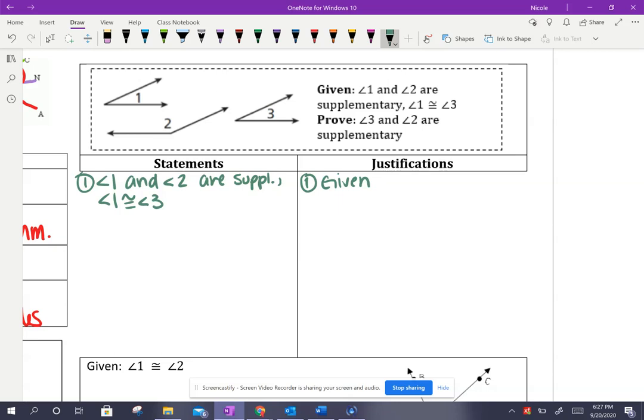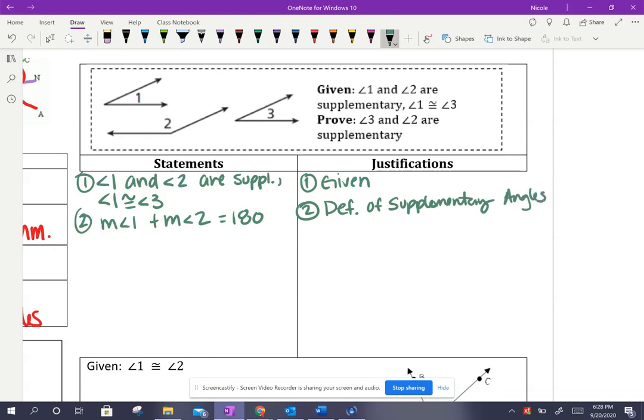Because this one's going to have a couple of different steps, because angle 1 and angle 2 are supplementary, I know I can say that the measure of angle 1 plus the measure of angle 2 is going to equal 180 degrees. So I've used my definition of supplementary angles to prove that the angles add together to equal 180.